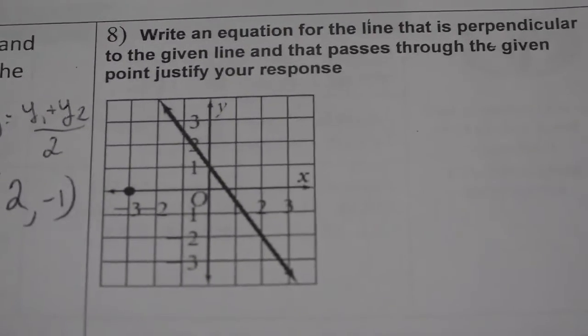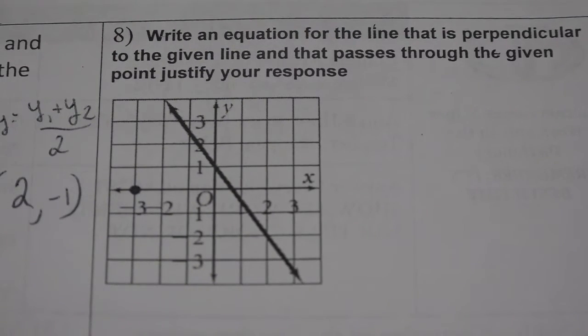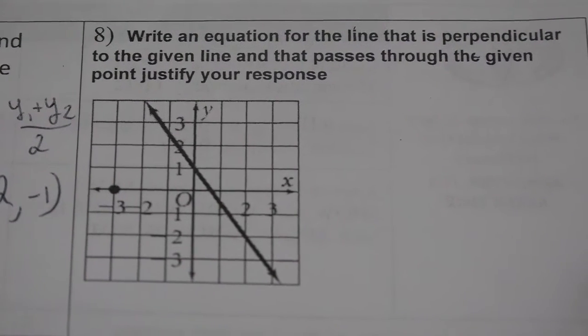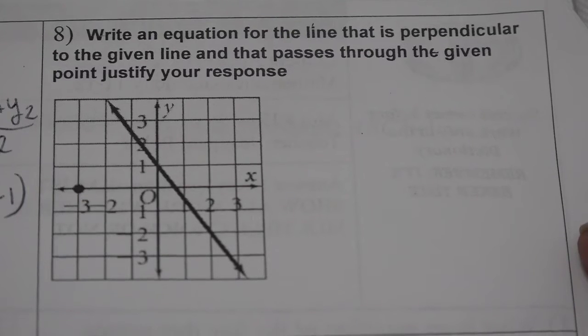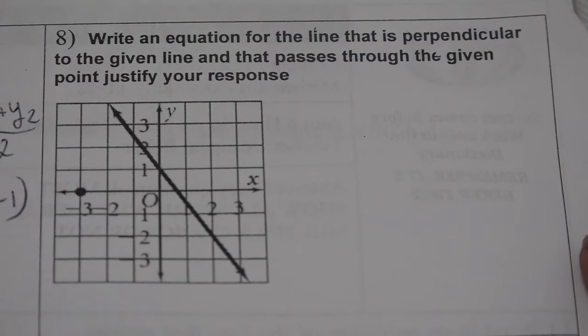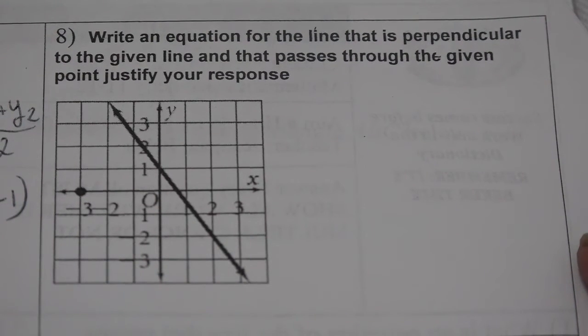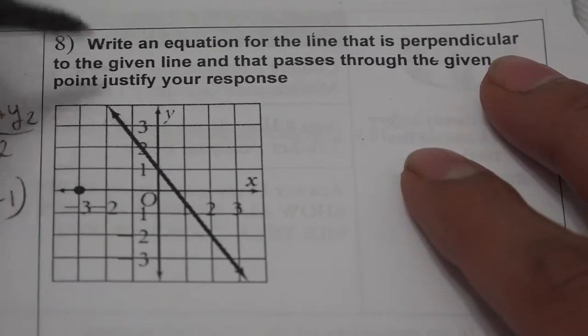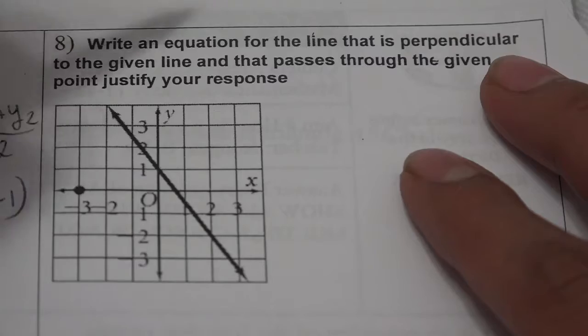All right, here. It says, write an equation for the line that is perpendicular to the given line and passes through the given point. Justify your response, okay? Sure. So first of all, I need the slope, okay, in order to determine a perpendicular line.